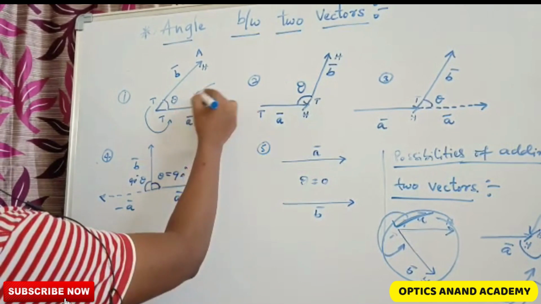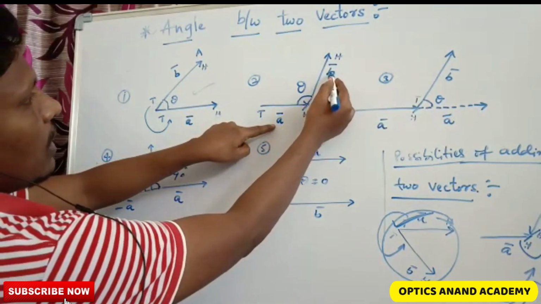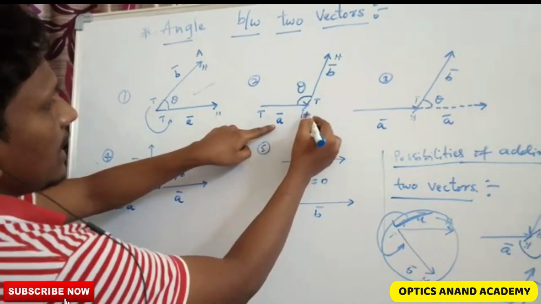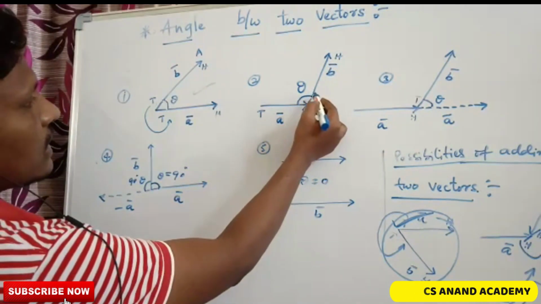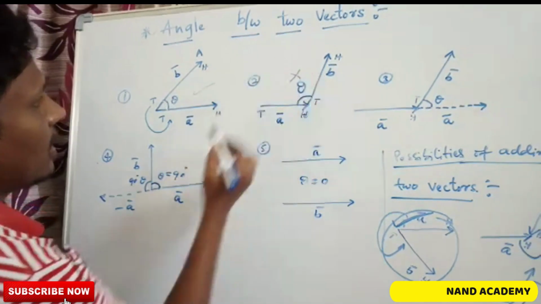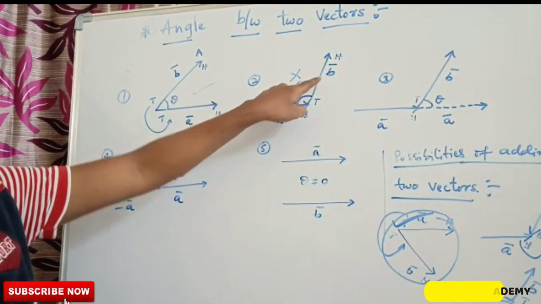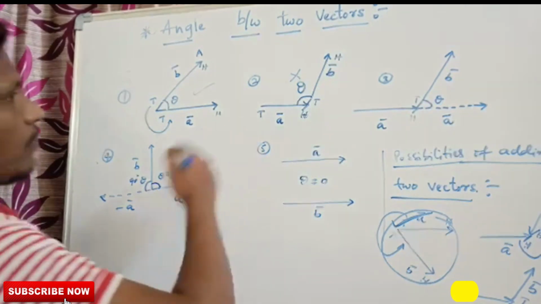Now this is right. Next, A bar is a vector and B bar is a vector, added head to tail. This is the head of the vector, the tail of the vector. This does not give an angle, and the angle does not form between them. So that is the primary principle.